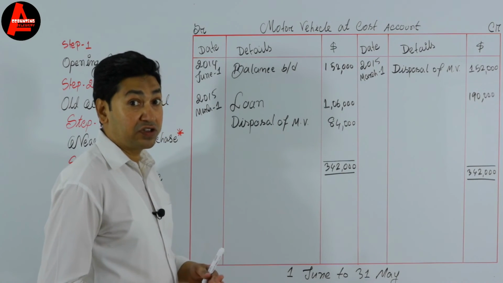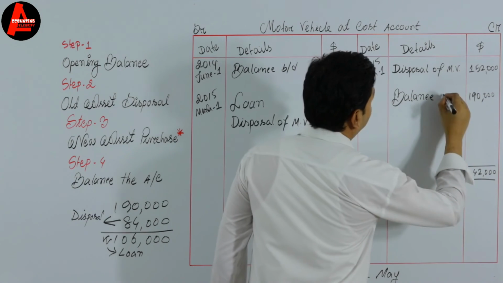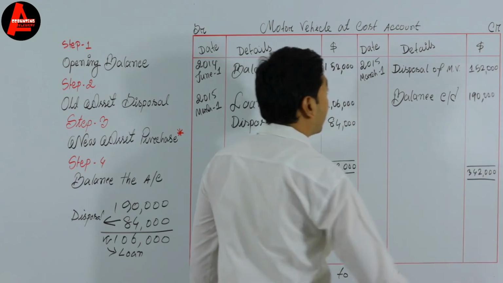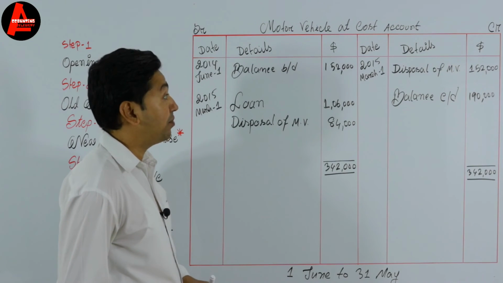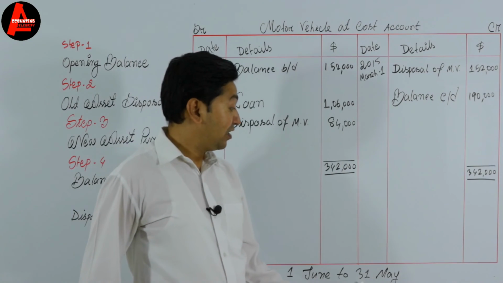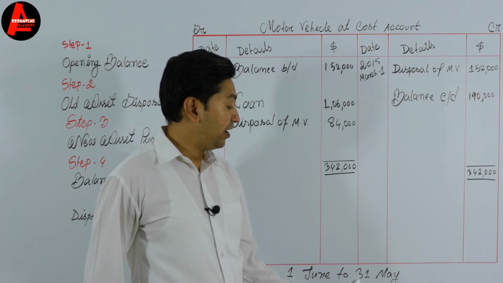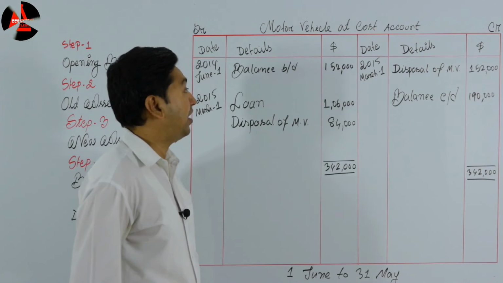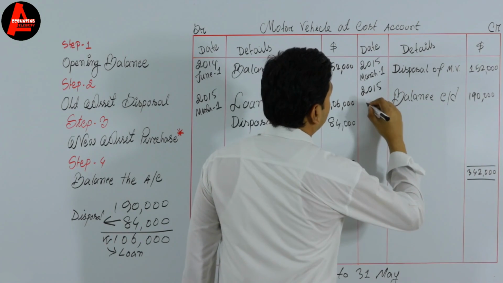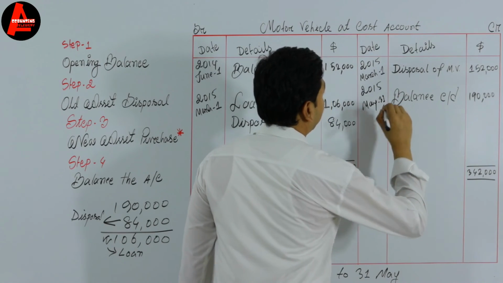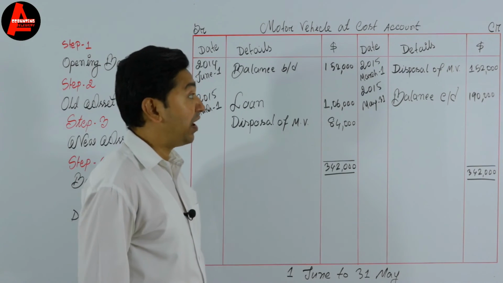Okay, so this is the closing balance for this motor vehicle. How to write the closing balance? We write it as balance CD. CD stands for balance carried down. So what will be the date for balance CD? Always the closing date, the closing date of the financial year. It is 31st May. So let us write here 2015 May 31st.